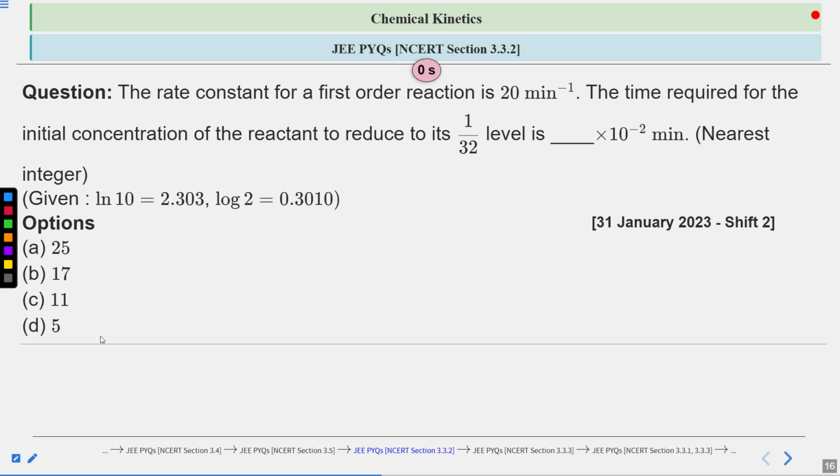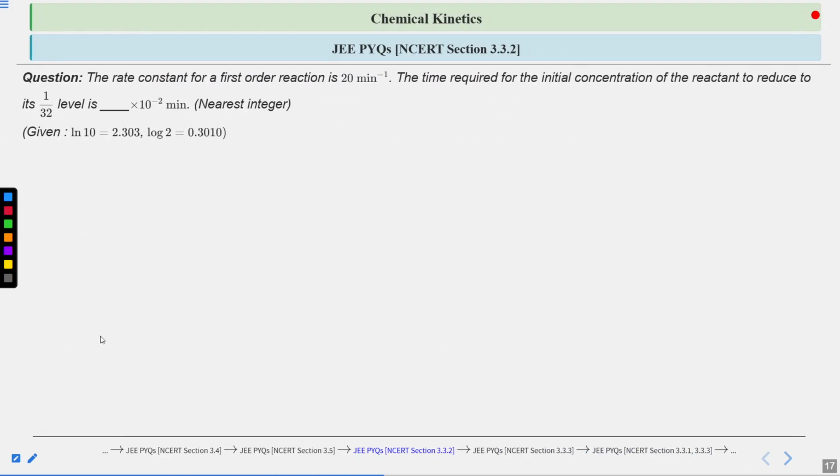Okay, let's see. For this given question, the correct answer is option B, that is 17. So what are the given values we have in this question? We have the rate constant value for a first order reaction, which is 20 minute inverse. We are also given that the final concentration of our reactant is going to be the initial concentration divided by 32, that means 1/32 of the initial concentration. So at this concentration, you have to tell the time.